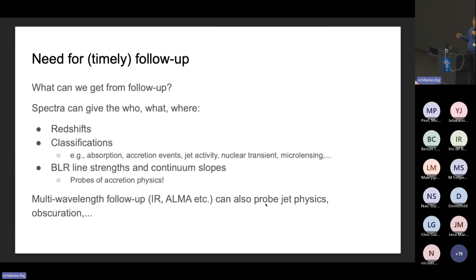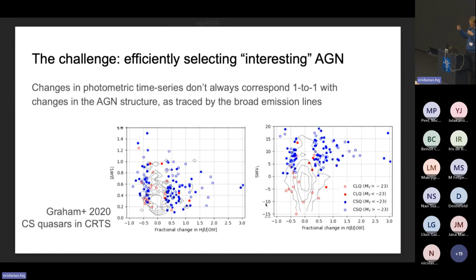AGN are inherently multi-wavelength objects. They emit across decades of frequency. If you've got things like ALMA and radio, that can start probing changes in the jet physics, and the infrared is always really useful for obscuration and so on. So we want to follow these objects up, but how do we select them?